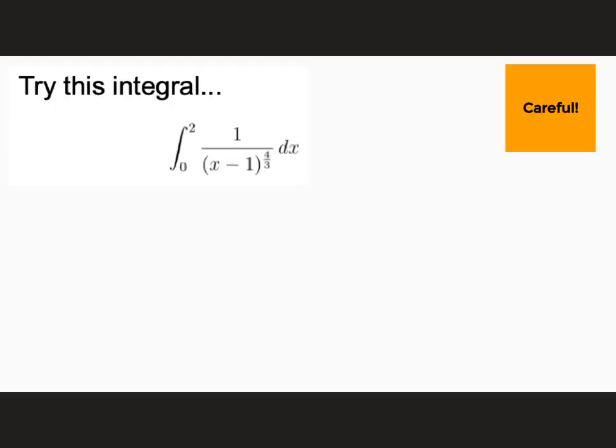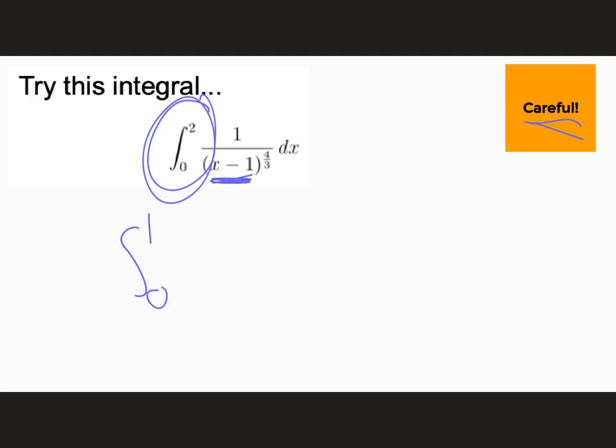All right, now last one here. Try this integral. It says careful. So if you just did the FTC, you'd get an answer. But that goes 0 to 2. This has a vertical asymptote at 1. So you would have to, I'm going to write that better because I just messed that up.